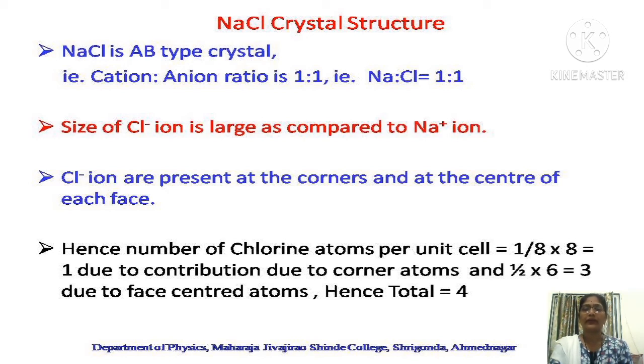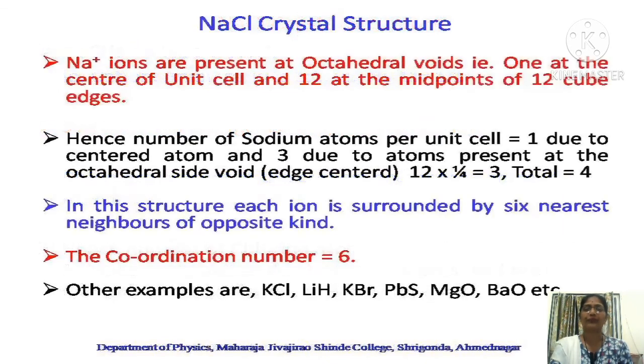If I want to calculate the number of chlorine atoms per unit cell, then the contribution due to the corner atoms comes out as 1, and the contribution due to the face-centered atoms comes out as 3, and hence the number of chloride ions present in the NaCl crystal structure is 1 plus 3 equal to 4. Now, I have explained that Na plus ions occupy the octahedral voids, 1 at the center of the unit cell and 12 at the midpoints of the 12 cube edges.